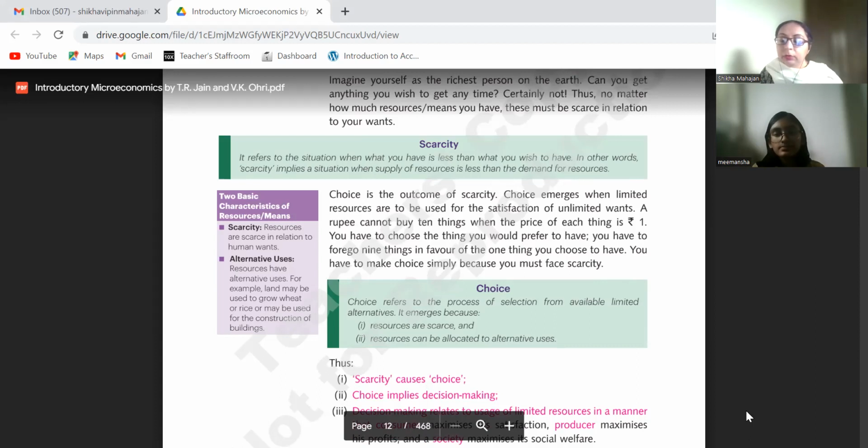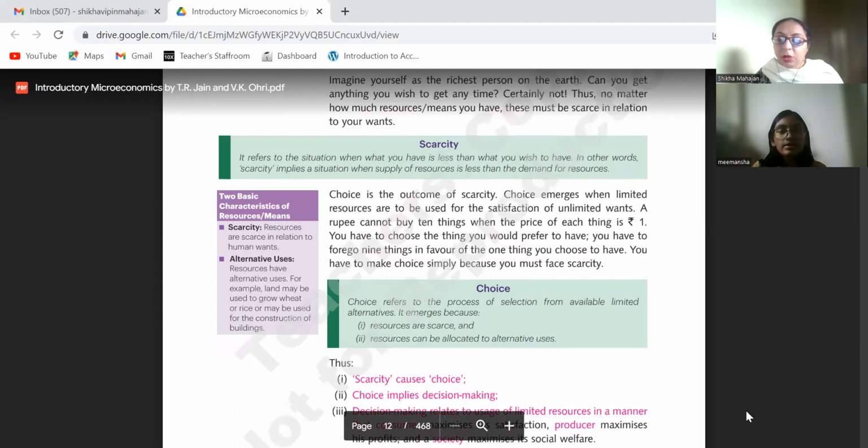Choice is the outcome of scarcity. Choice emerges when limited resources are to be used for the satisfaction of unlimited wants. A rupee cannot buy 10 things when the price of each thing is 1 rupee. So you have to choose the thing you would prefer to have. You have to forgo 9 things in favor of that one thing you choose to have. You have to make a choice simply because you must face scarcity.